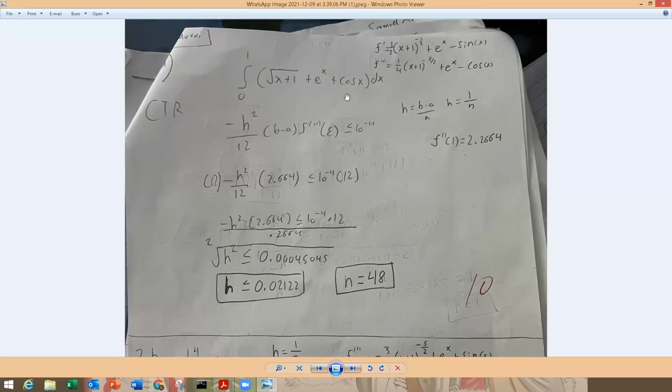So for this one, from what I remember, we only use error, because you use h to get the error to 10 to the negative 4, right? So you do h squared over 12, b minus a, which is just 1, times the second derivative, right? And then that's epsilon.